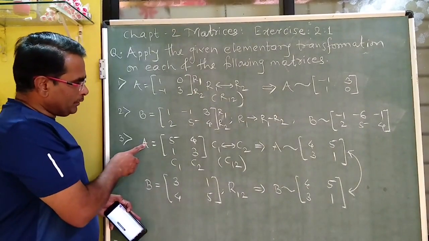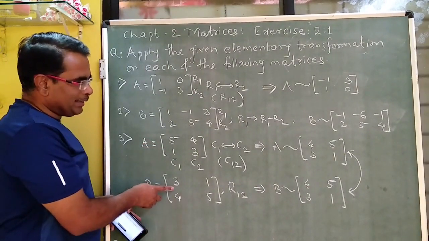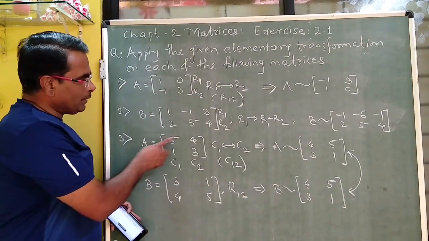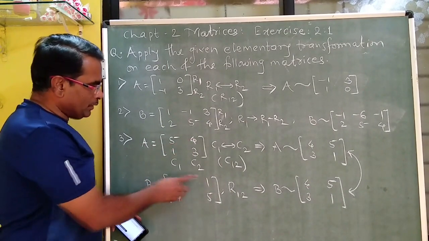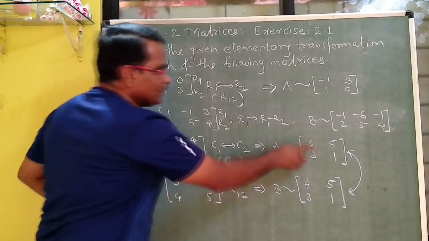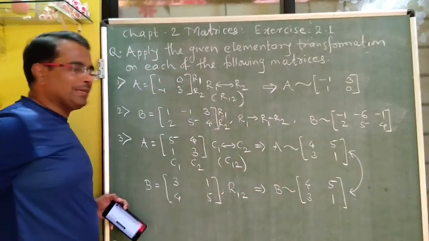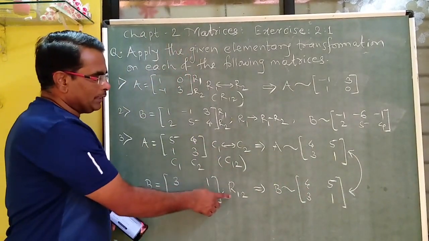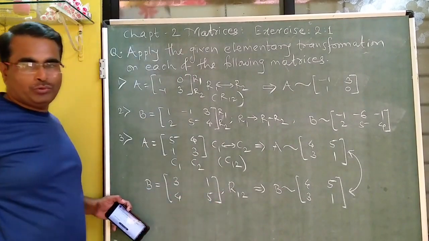Here we will observe that the starting matrices are different. A is 5 4 1 3 and B is 3 1 4 5. They are distinct, but the resultant is possible to consider as same, because that depends on the operations we have used.